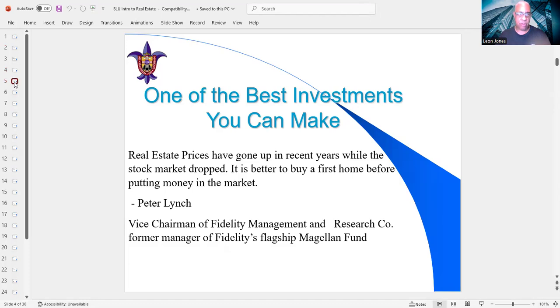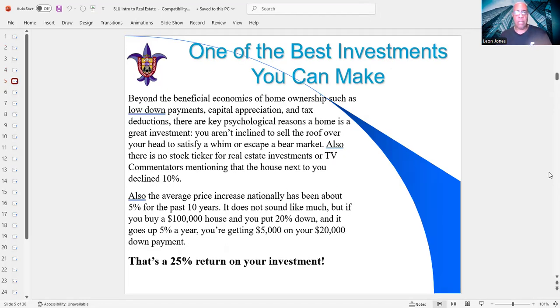That was Peter Lynch. Now, beyond the beneficial economics of home ownership, such as low down payments, capital appreciation, and tax deductions, there are key psychological reasons a home is a great investment. You aren't inclined to sell the roof over your head to satisfy a whim or escape a bear market. Also, there is no stock ticker for real estate investments on TV, with commentators mentioning that the house next to you declined 10%.